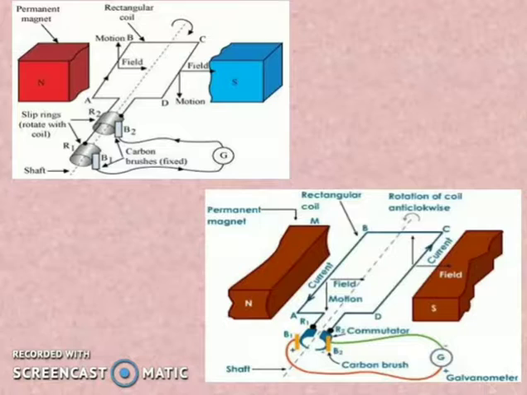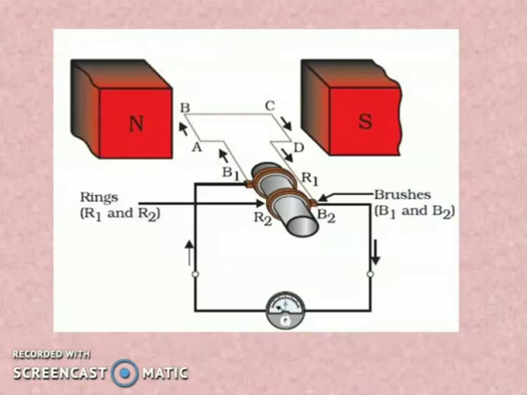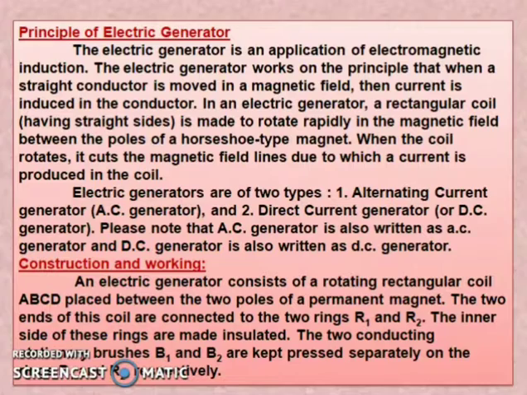Next, the two rings R1 and R2 are internally attached to the axle. So R1 and R2 will be attached to an axle, and this will be connected to a galvanometer.